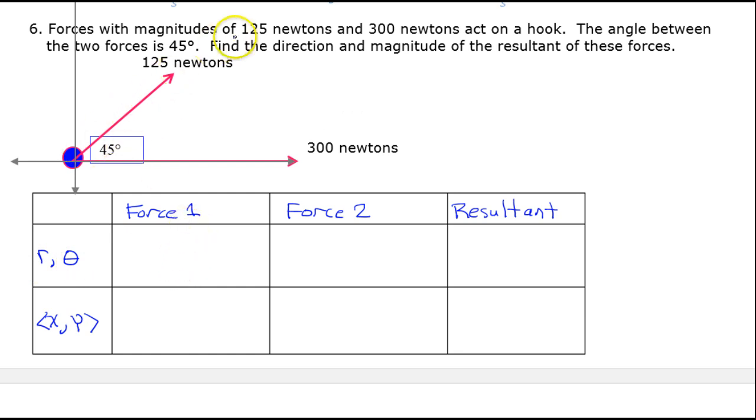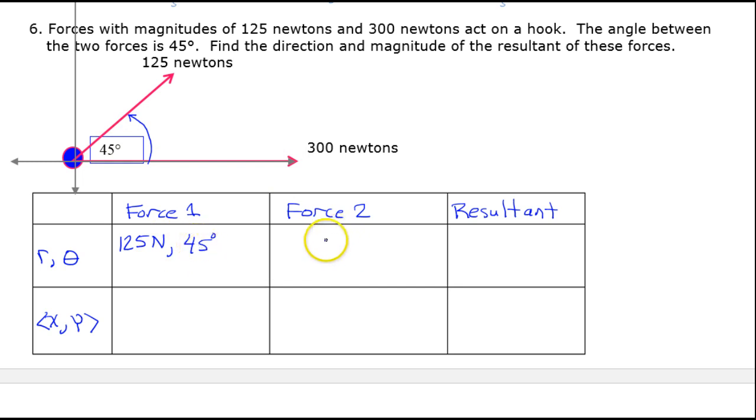So the first force has a magnitude of 125 newtons. So we can just write down 125 newtons. And it has a direction of 45 degrees that you can see from the diagram. So I'll just write down 45 degrees. All right, this is the angle that is measured counterclockwise from the positive x-axis. So this is the angle that we want for the chart.